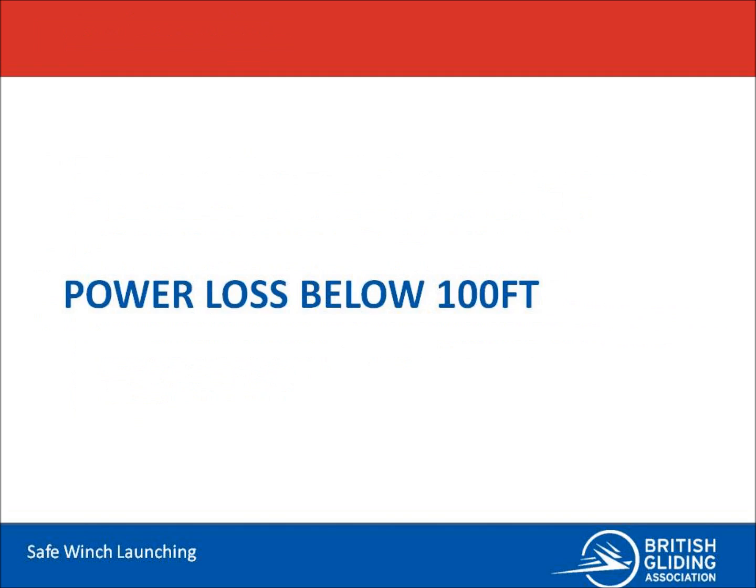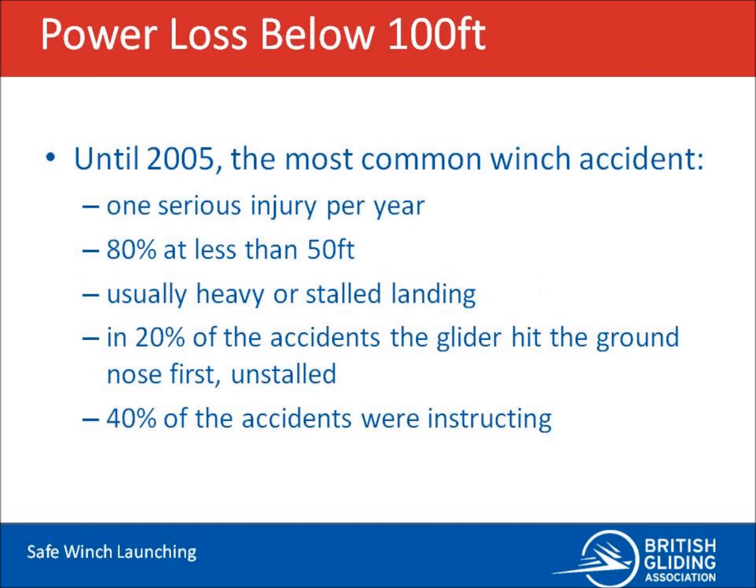The other area of the launch where the causes of accidents were not properly understood was after a launch failure in the early stages of the climb. Until 2005, accidents of this type were the most common winch accident, typically resulting in one serious injury each year. 80% of these accidents occurred at less than 50 feet, and usually were characterized by a stalled or heavy landing. In 20% of these accidents, the glider hit the ground nose first, unstalled.